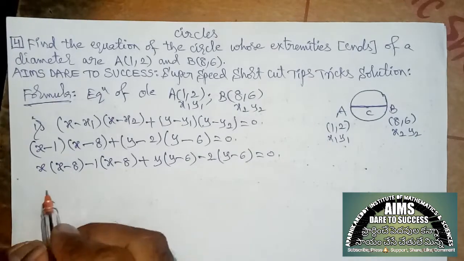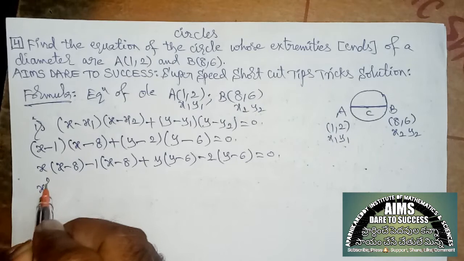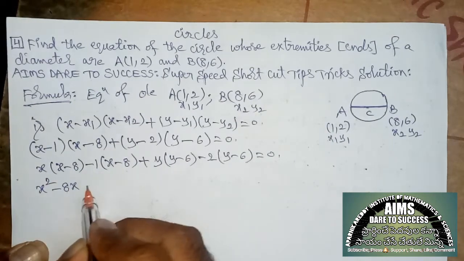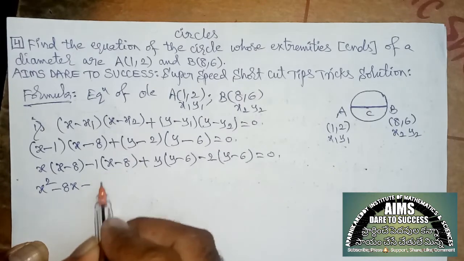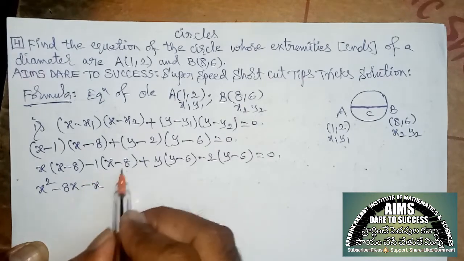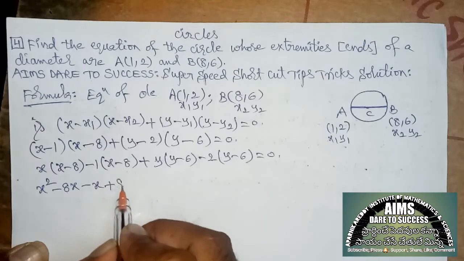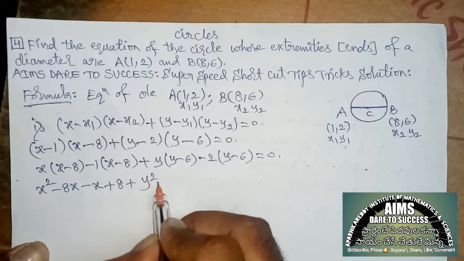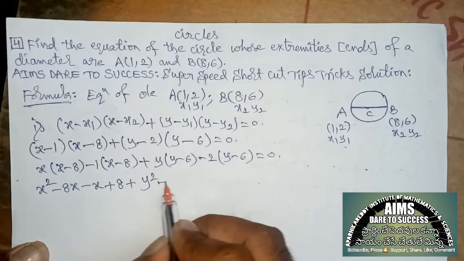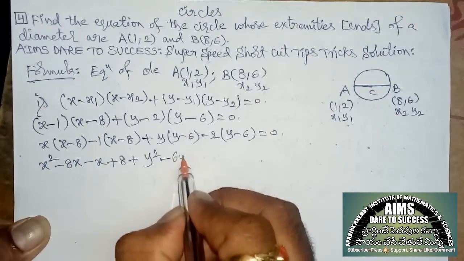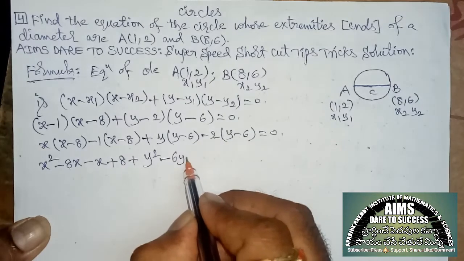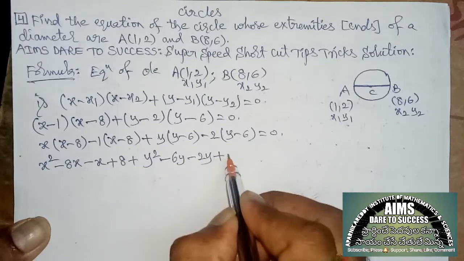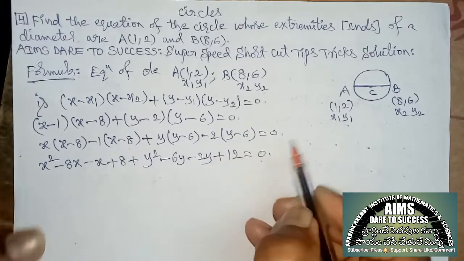Now again multiply. x inside, you get x into x, x square, plus into minus, x into 8, minus 8x. Minus 1 multiply inside, we get minus 1 into x is minus x, so minus into minus plus, 1 8s are 8. After that y multiply inside, you get y into y is y square, after that plus into minus, minus 6 into y, 6y. After that minus 2 multiply inside, you get minus 2 into y, minus 2y, minus into minus plus, 2 6s are 12, is equal to 0.